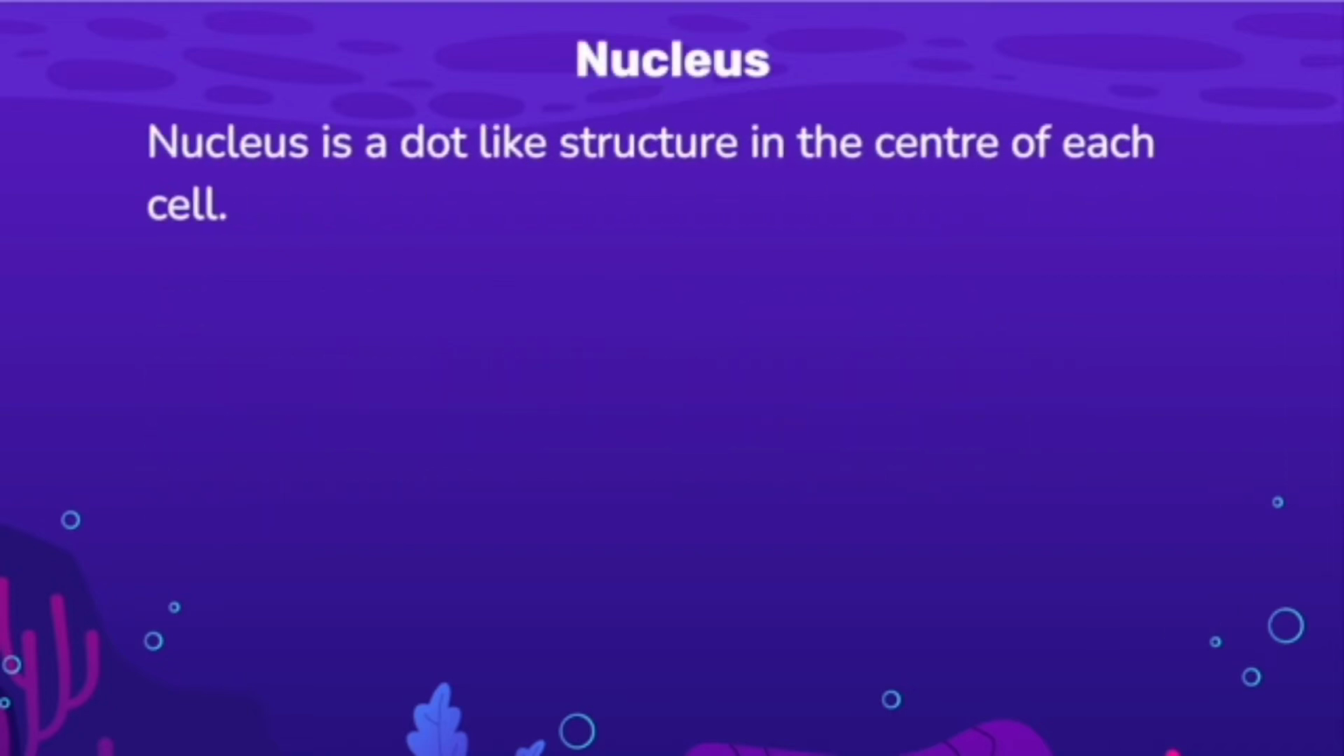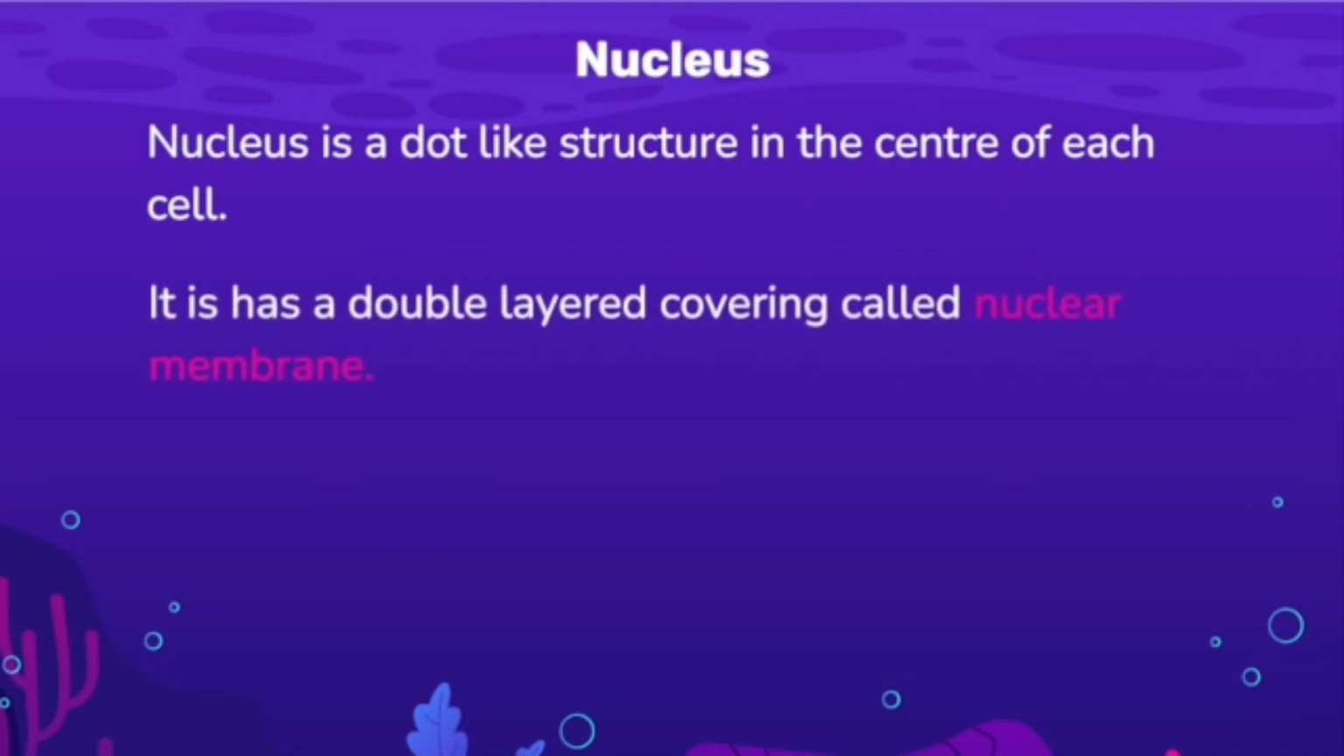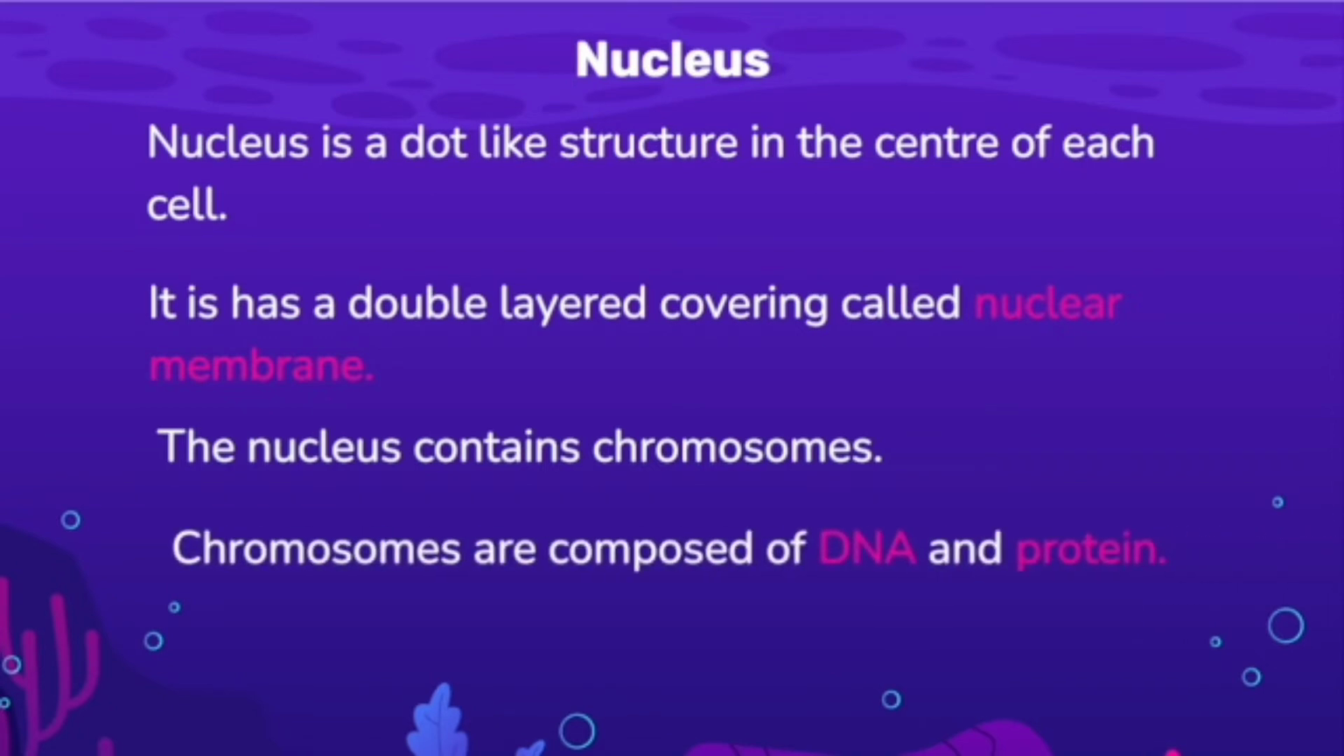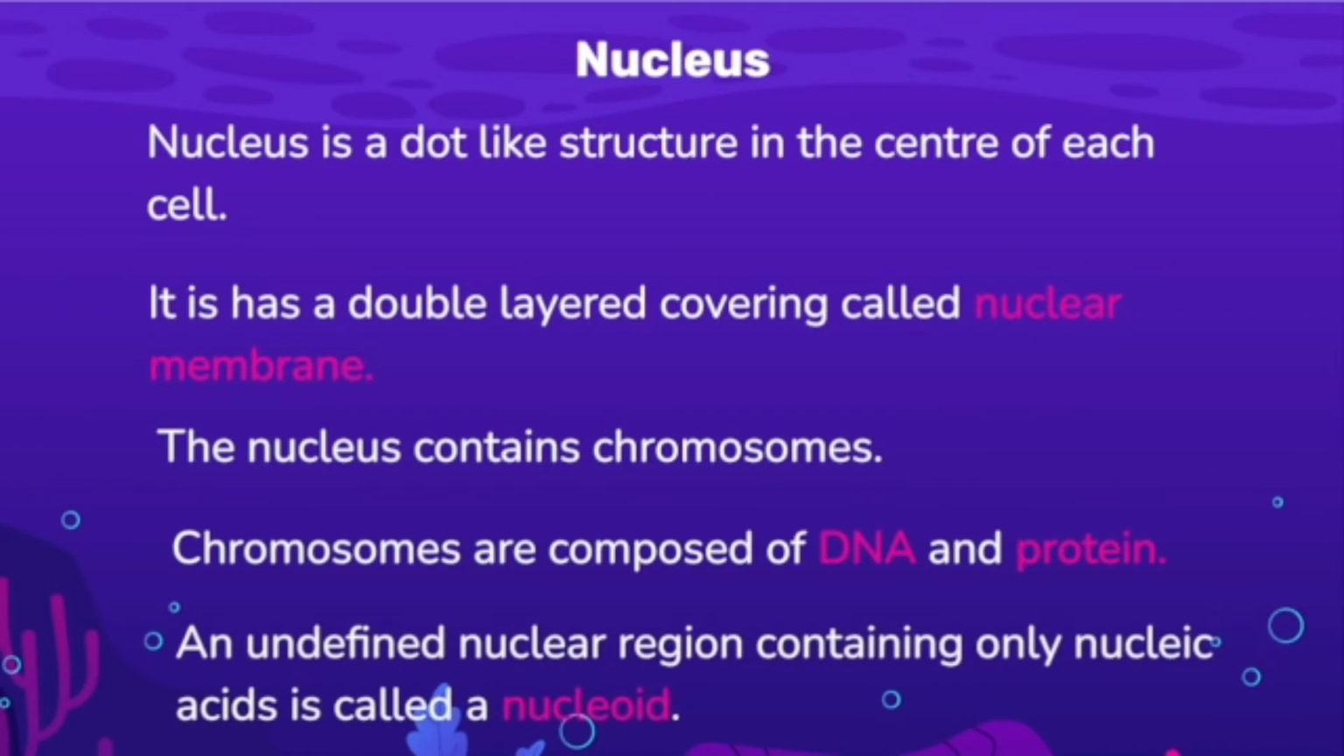Nucleus. Nucleus is a dot-like structure in the center of each cell. It has a double-layered covering called nuclear membrane. The nucleus contains chromosomes. Chromosomes are composed of DNA and protein. An undefined nuclear region containing only nucleic acid is called nucleoid.